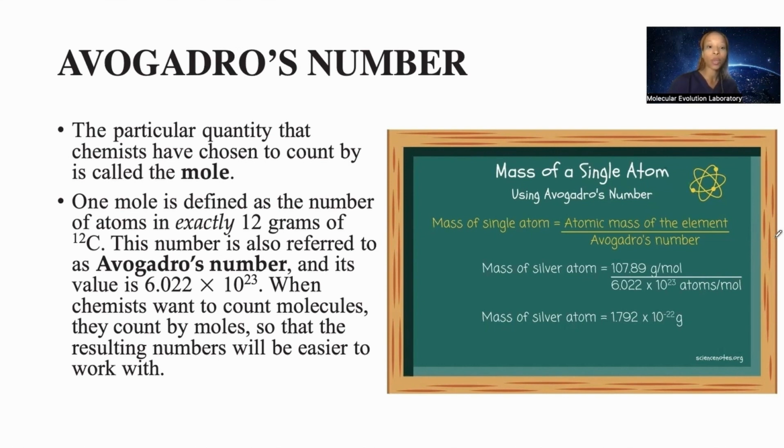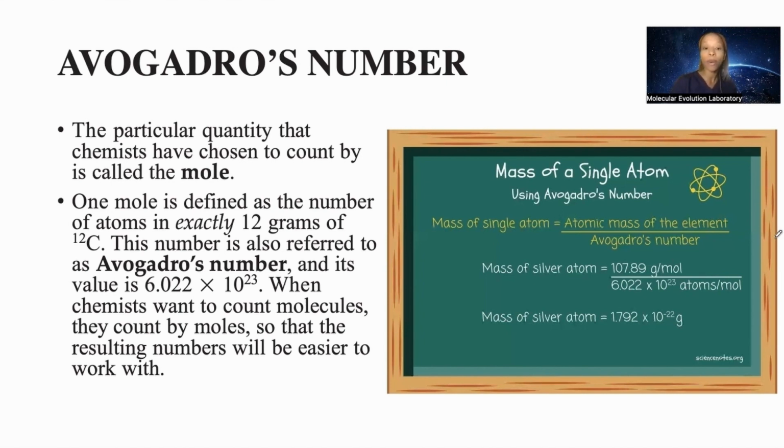The particular number that chemists choose to count by is the mole. This is known as Avogadro's number. One mole is defined as the number of atoms in exactly 12 grams of carbon-12. This number is also referred to as Avogadro's number, and its value is 6.022 times 10 to the 23. One mole of atoms is 6.02 times 10 to the 23.